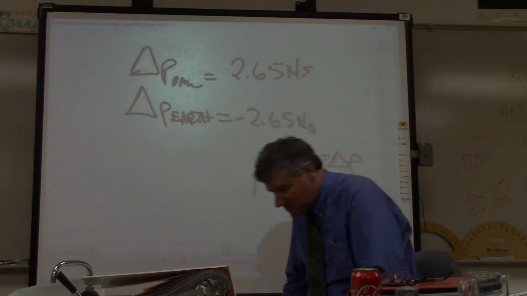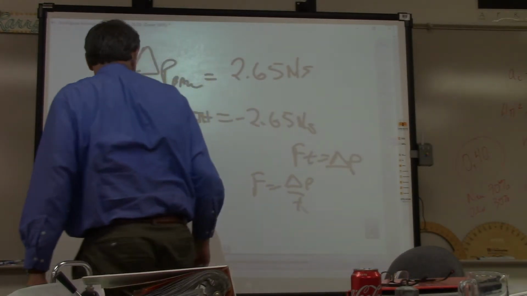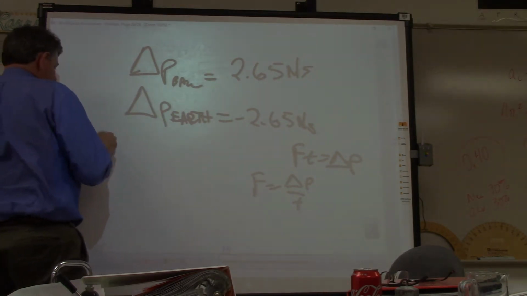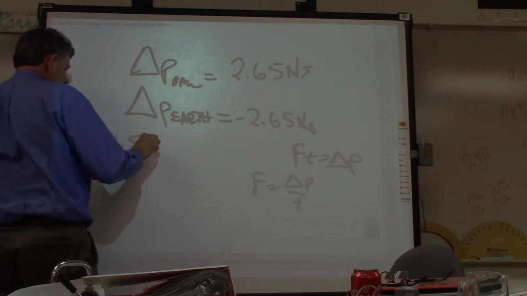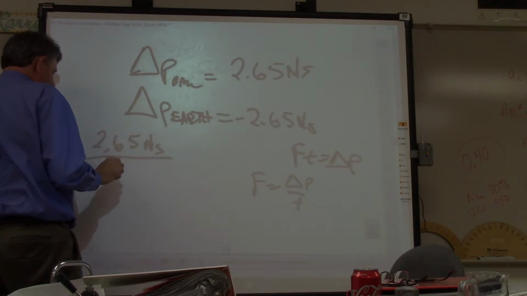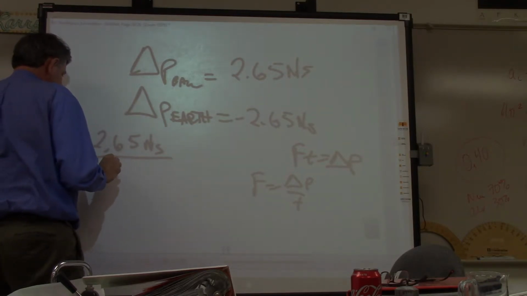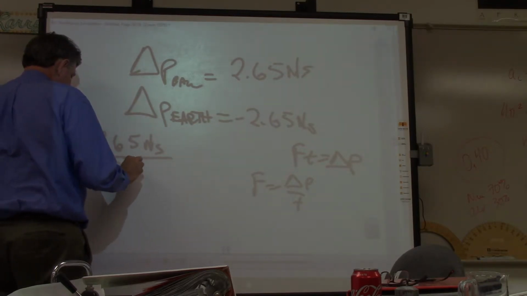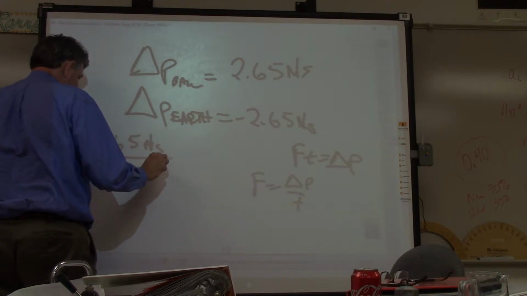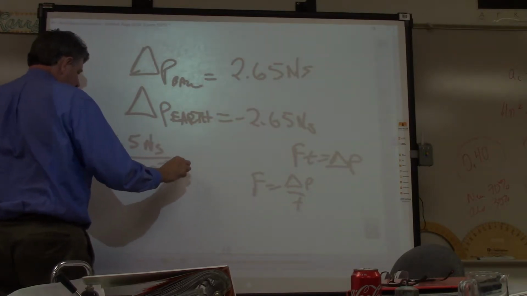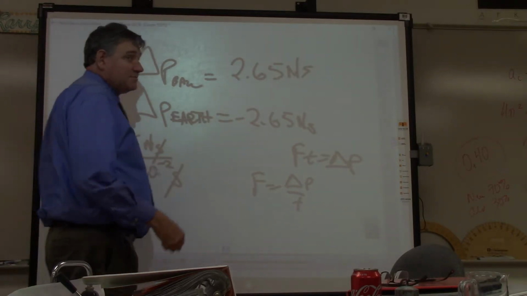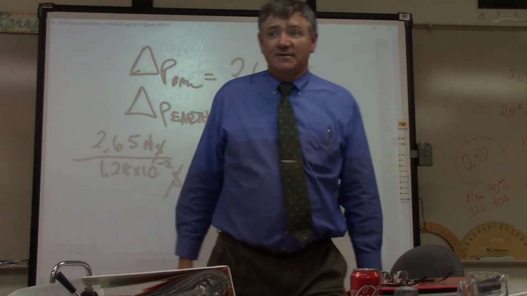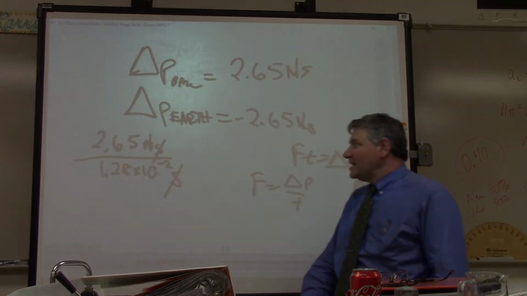Now let's look. Somebody take 2.65 newton seconds and divide that. What was the time? 1.28 times 10 to the negative 10 seconds. Yeah. Seconds cancel out. Miracle of miracles. What units do I have? Newton. Oh, that's kind of cool.